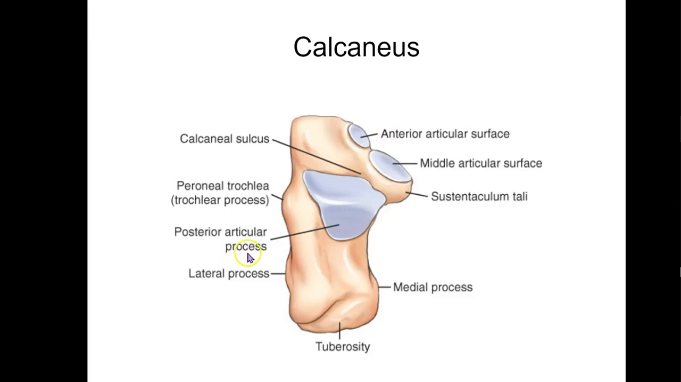Notice there's a typo here. We're going to call this a surface. I think they might call it a process because there's a little ridge here, but I need you to just know these as surfaces. So the posterior articular surface is the largest. Then we have the anterior and the middle. Not medial, it's middle. Just be careful about that.